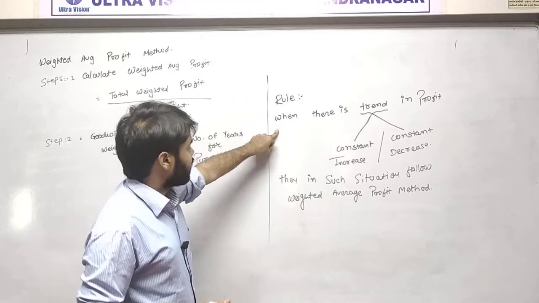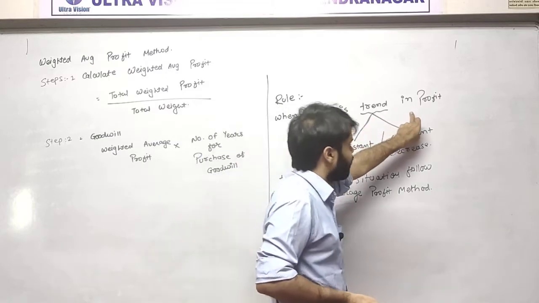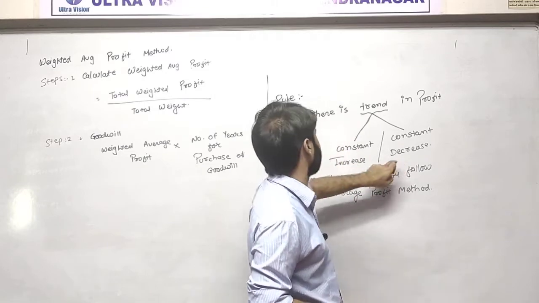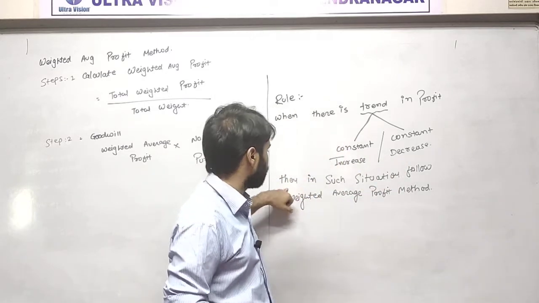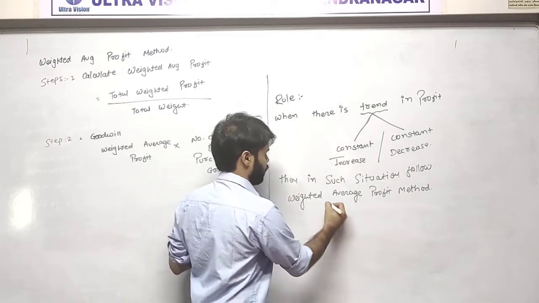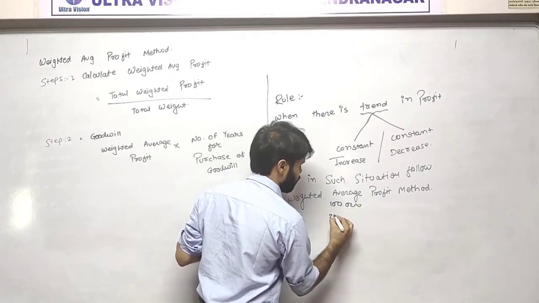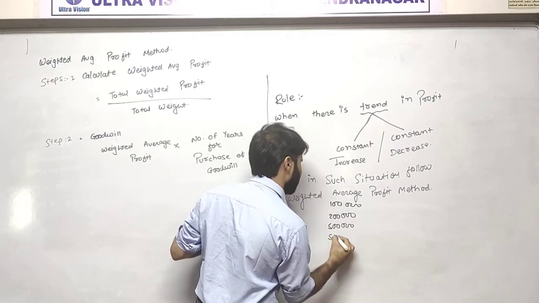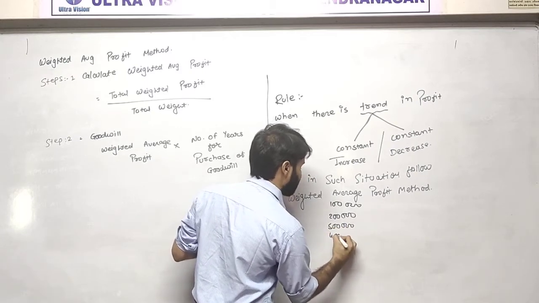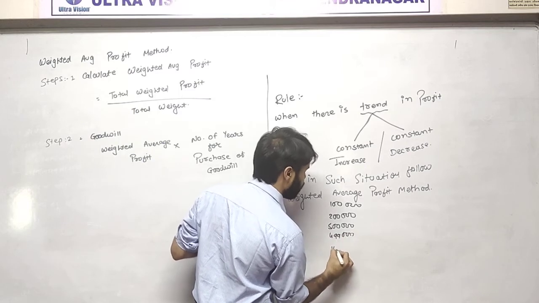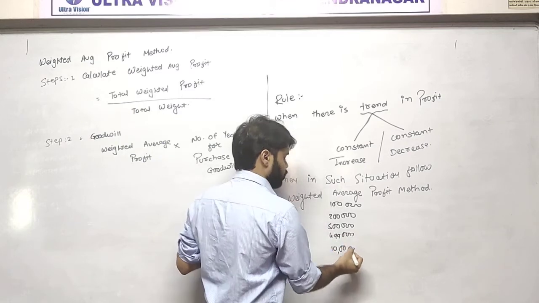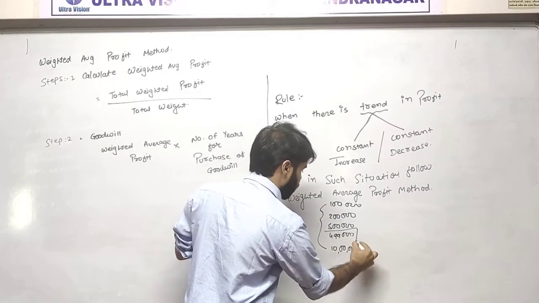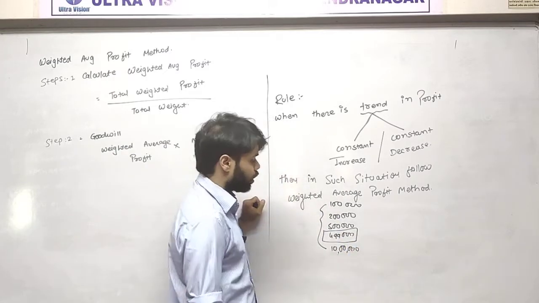So keep this particular thing in mind. Whenever there is a trend in the profit, constant increase or constant decrease, then in such a situation follow the weighted average profit method. Say for example profit is 1 lakh, it's 2 lakh, it's 5 lakh, then after 5 lakh, then after 4 lakh 99,000, and then after that 10 lakh rupees. So here also there is no trend. Why? For one year the profit decreased, for one year the profit decreased.